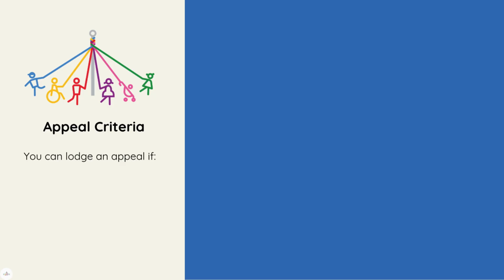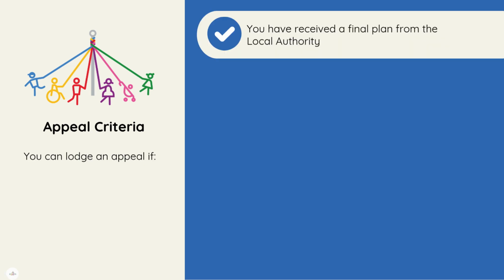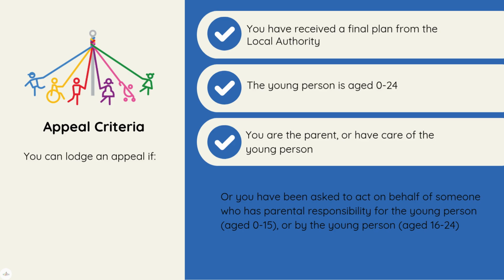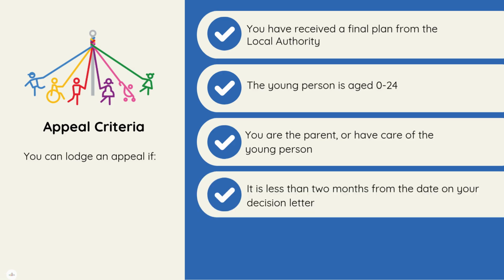Appeal criteria. You can lodge an appeal if you've received a final plan from the local authority, the young person is aged 0 to 24, you are the parent or have care of the young person, or if you've been asked to act on behalf of someone who has parental responsibility for the young person aged 0 to 15, or by the young person themselves aged 16 to 24. The appeal must be made less than 2 months from the date on your decision letter.